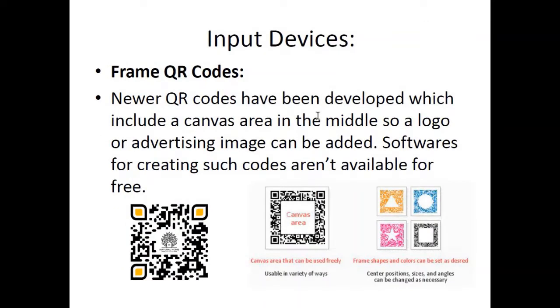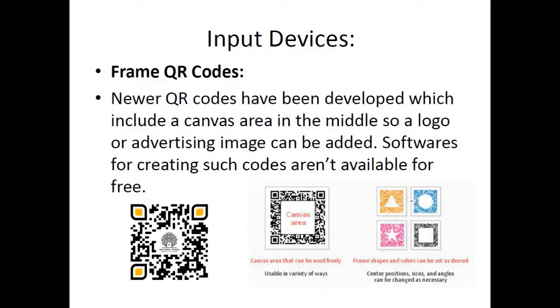Now this is something new, which was not in the previous syllabus, but it is in the new updated syllabus. Frame QR codes. Newer QR codes have been developed which include a canvas area in the middle, so a logo or advertising image can be added. Software for creating such codes isn't available for free. For example, look at this example. They have made a QR code with the company's logo in between, and here is the canvas area.